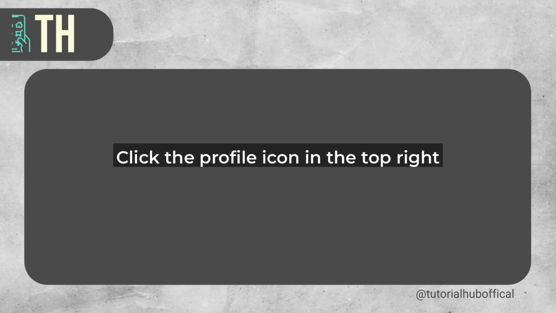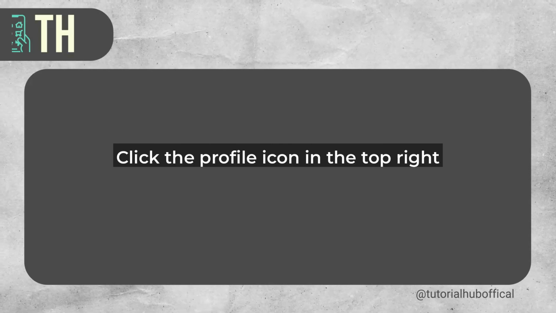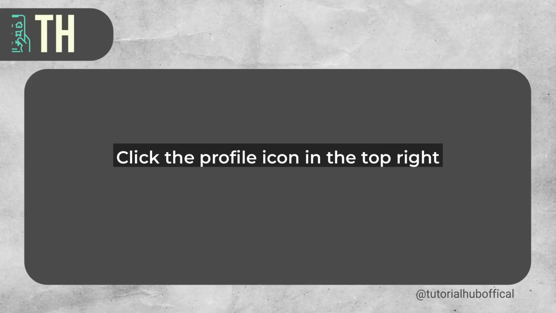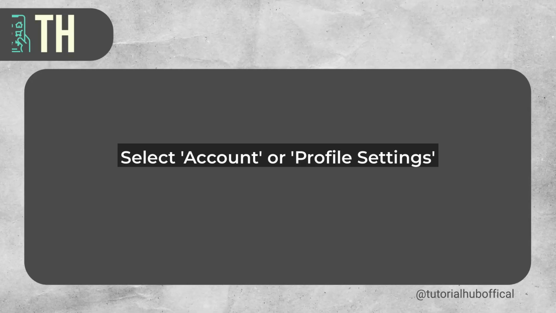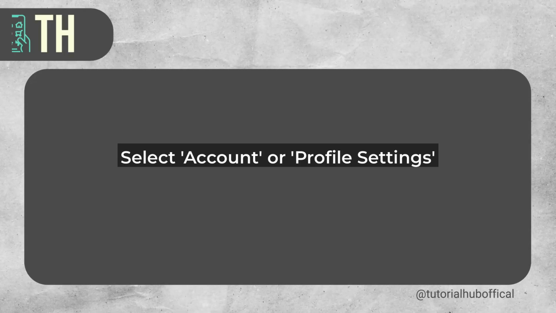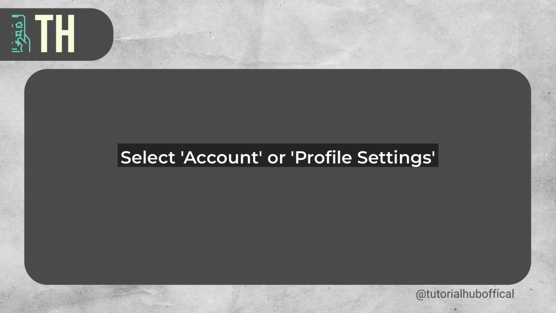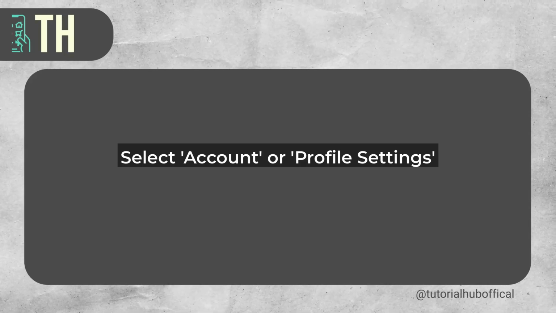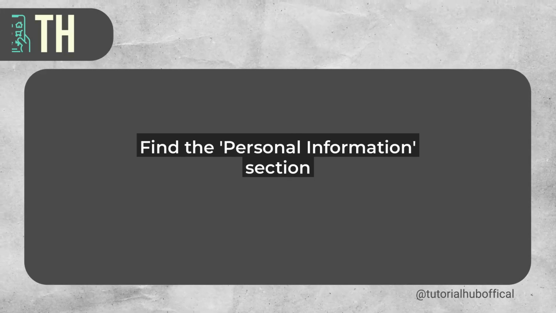First things first, make sure you're logged into your Mailchimp account. Head over to the Mailchimp website, enter your email and password, and click Sign In. Once you're in, look for your profile icon. It's usually in the top right corner, like a little picture or initials. Click on that profile icon, and from the drop-down menu, select Account or Profile Settings. This will take you to a page where you can manage your personal information.